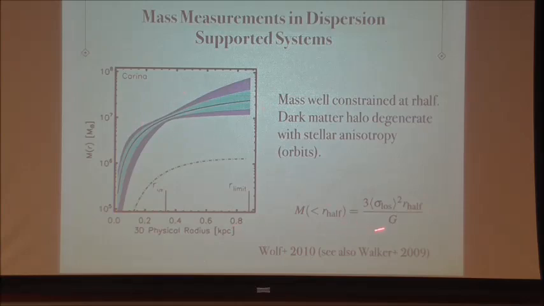This kind of mass estimator has turned out to be 3 times the velocity dispersion squared times the half-light radii.